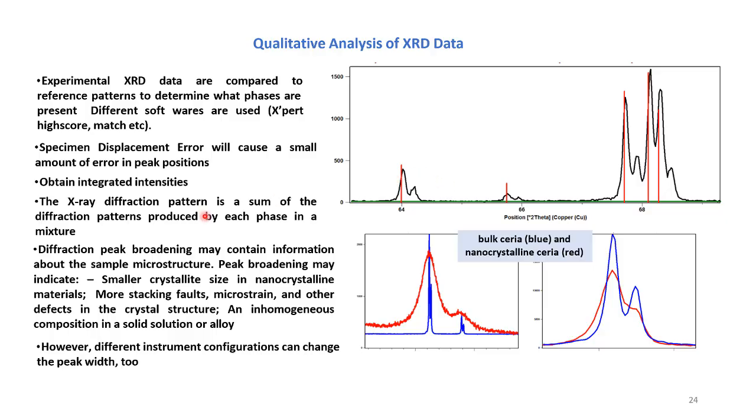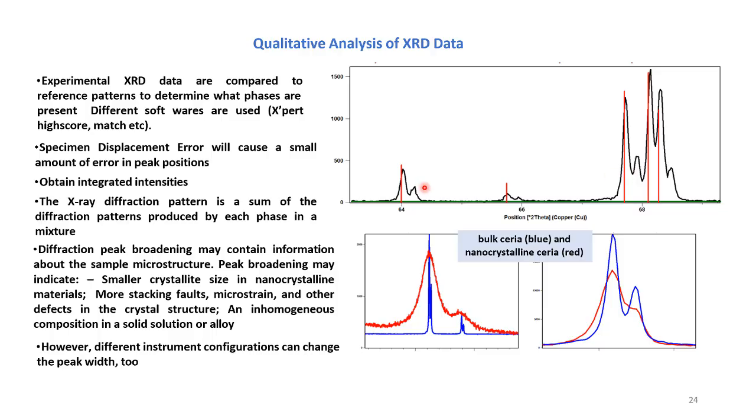Then, the XRD diffraction pattern is the sum of the diffraction patterns produced by each phase in a mixture. So here we will get all the phases. Suppose we have two phases of the material, two crystal lattices, one FCC and one BCC. The information of both crystal lattices will be there in the XRD. Different peak positions and different peaks will be there, for both the BCC structure and the FCC structure. In those cases, we get a combined XRD plot.